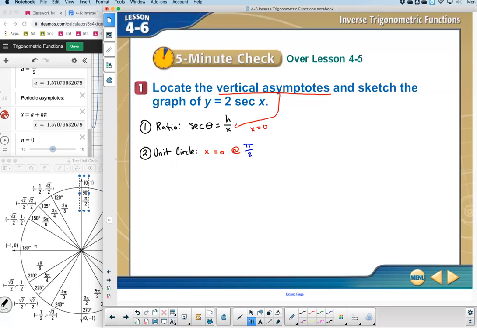So what does that mean? Well, we just determined that if there are no horizontal asymptotes, excuse me, let me say it again.